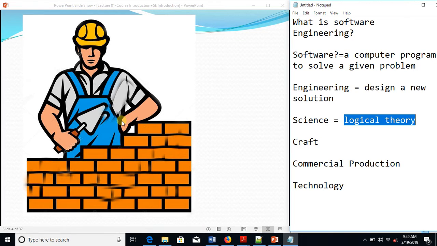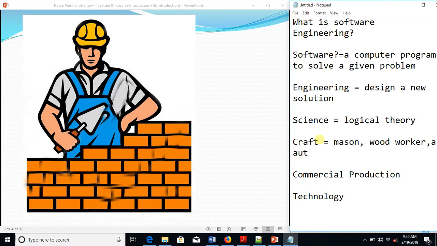No, we cannot. We call it a craft, like mason, woodworker, auto mechanic. These are all practical workers, but these are not engineers, because they copy their work. They do not design new solutions. They just implement the design. So those persons who just implement the designs can be called skilled labor, but these are not engineers.